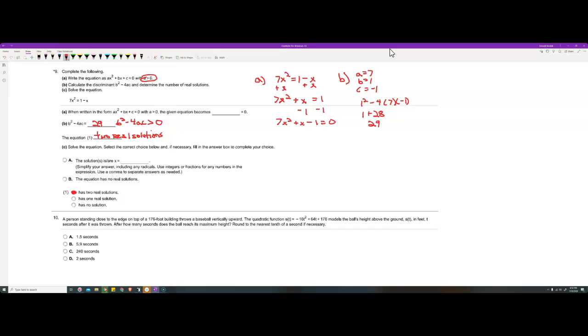All right, so for part C, we're just going to solve this. So when I look at this, I don't think I can factor it because I'd have to find 2 numbers that multiply together to be -7 and add together to be +1. Okay, so I'm going to go ahead and use the quadratic formula.